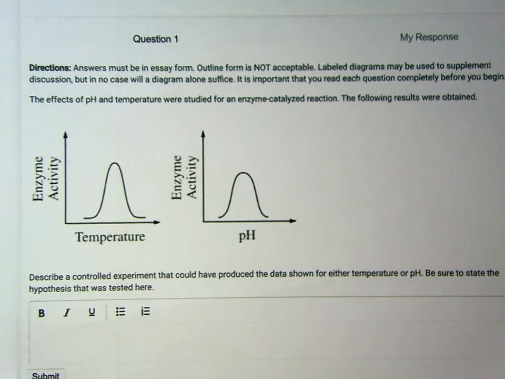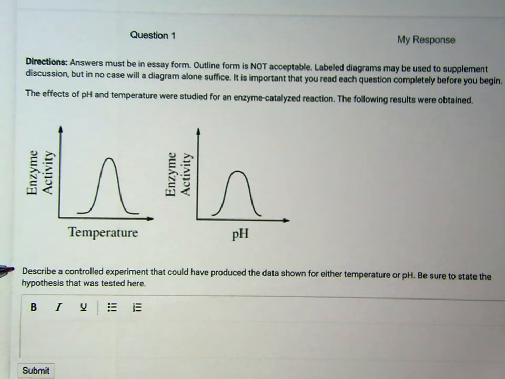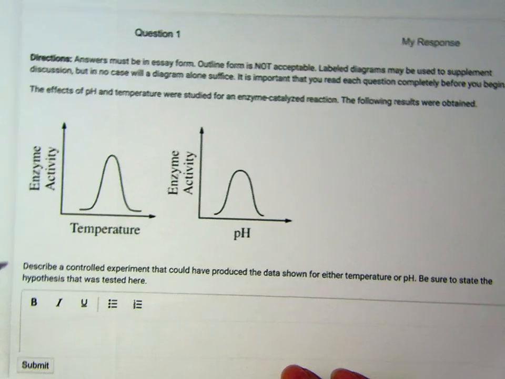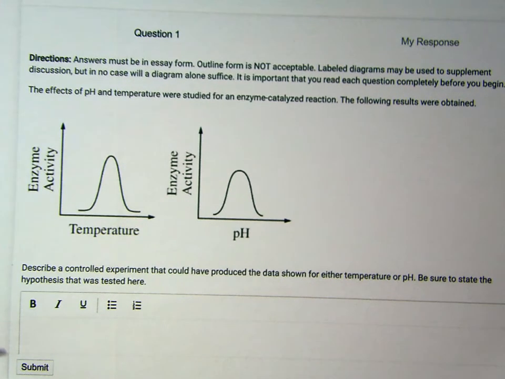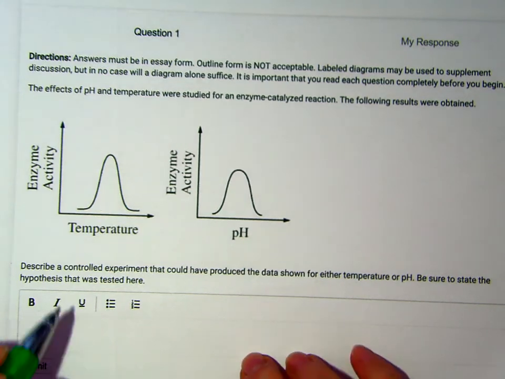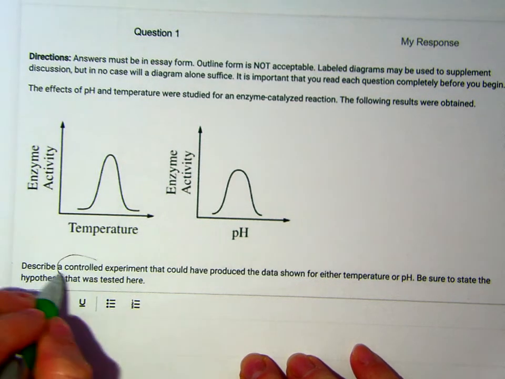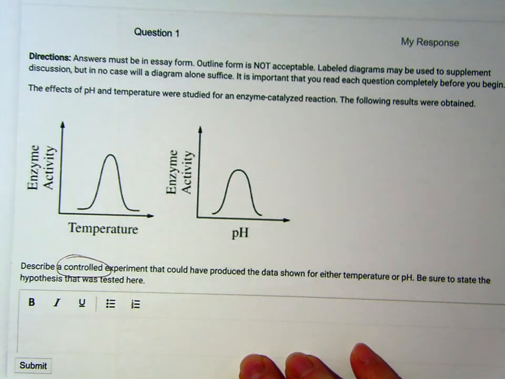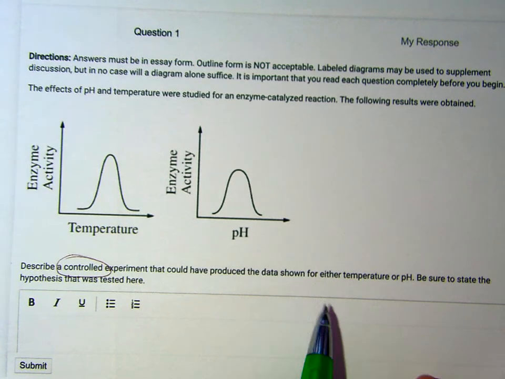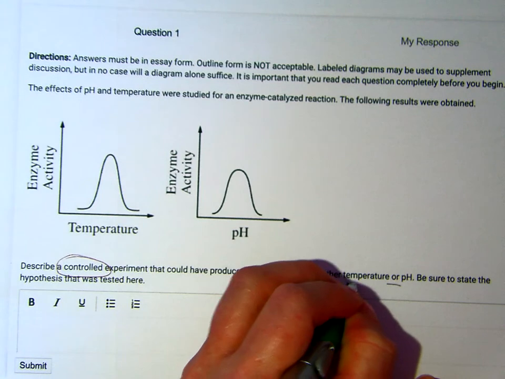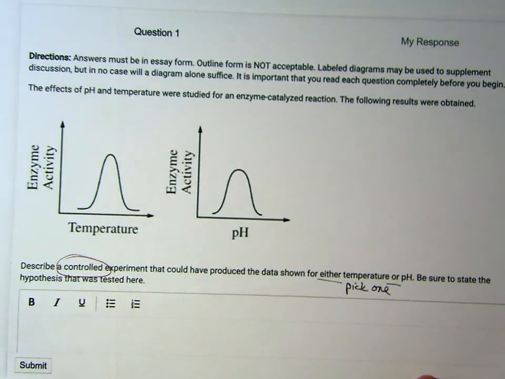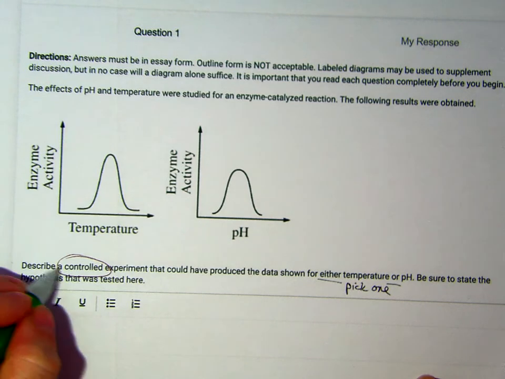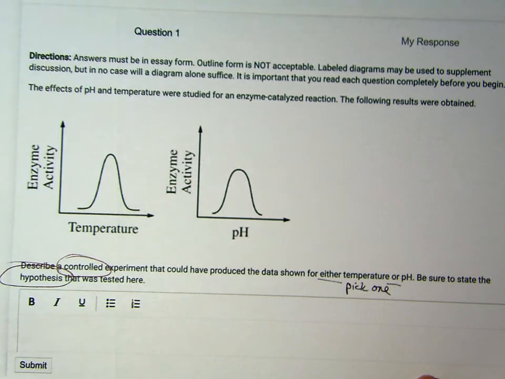Same thing with pH. Now the question is asking you to describe a controlled experiment that would have produced the data shown for either temperature or pH. Be sure to state the hypothesis that was tested here. So here's what I think the key words are. Controlled experiment, so they want you to state what the control is. They say either temperature or pH, which means pick one, not both of them. And be sure to state the hypothesis that you're testing.